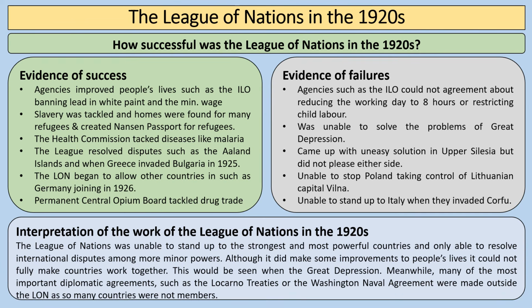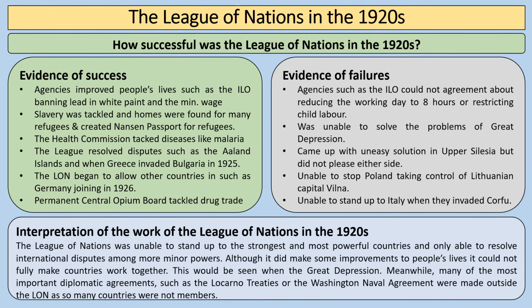Well, there's lots of evidence for success there, and you can have a look through them. The agencies achieved great things. Slavery is tackled, there's the Health Commission. They resolved disputes like the Aland Islands and when Greece invades Bulgaria. The League of Nations began to allow other countries in, such as Germany joining in 1926. The Permanent Central Opium Board was tackling the drug trade.